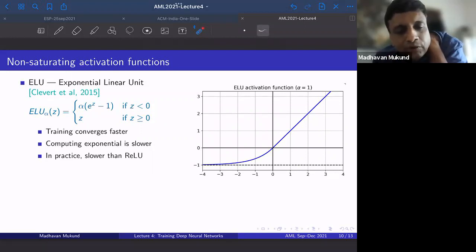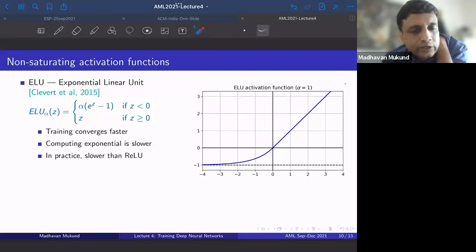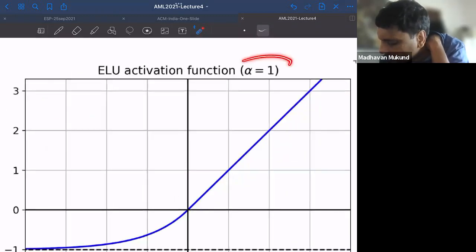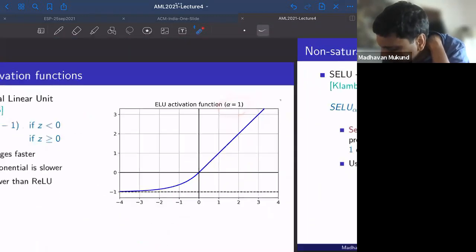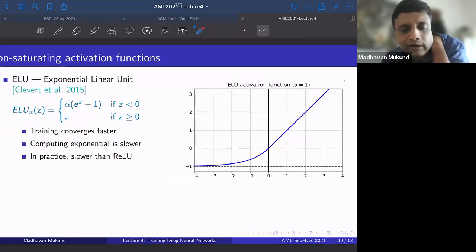So you can see that as z goes to minus infinity, e to the z is going to go to 0, and therefore this quantity goes to minus 1. So if you have alpha equal to 1, as this picture is saying, then this will asymptotically approach minus 1. If alpha is some other value, it will asymptotically approach minus alpha.